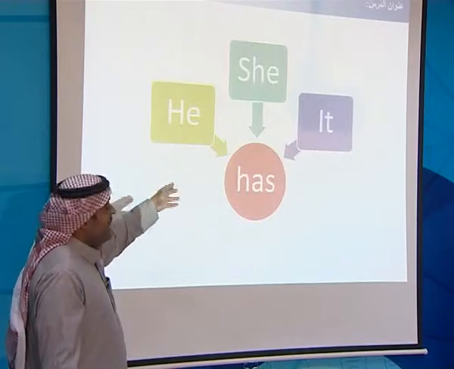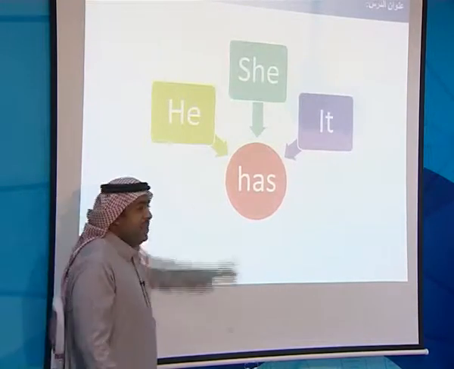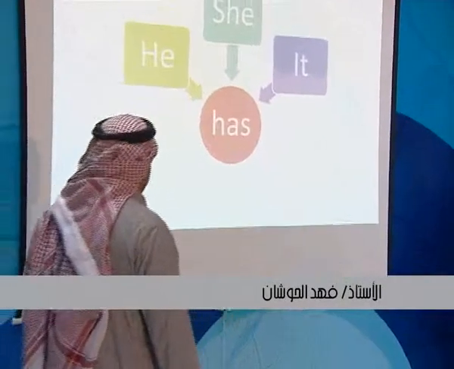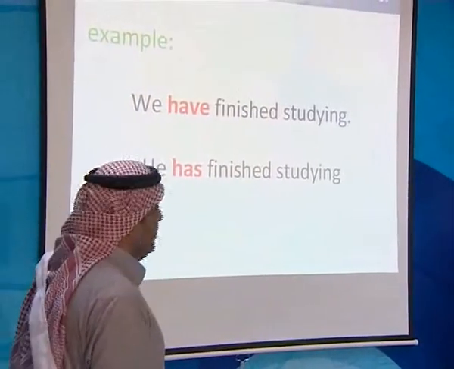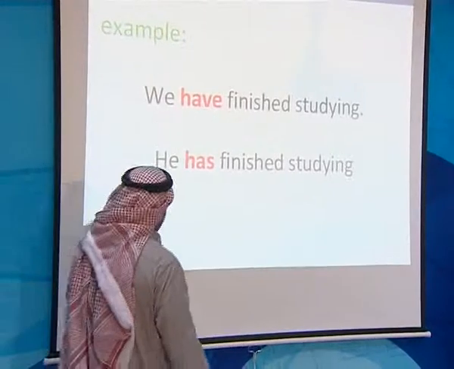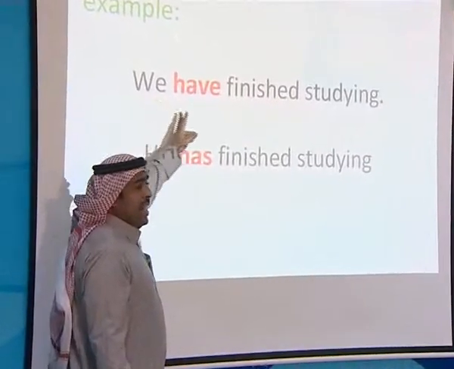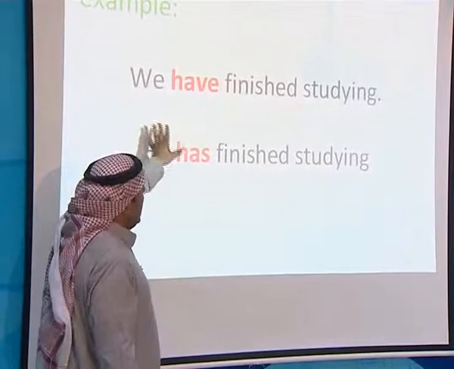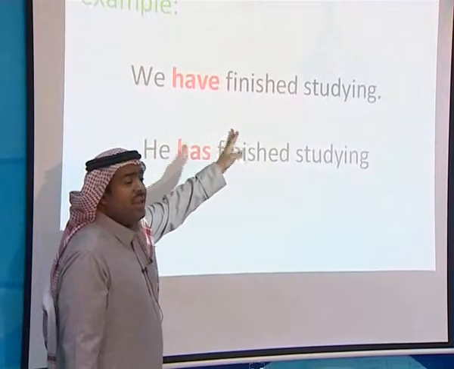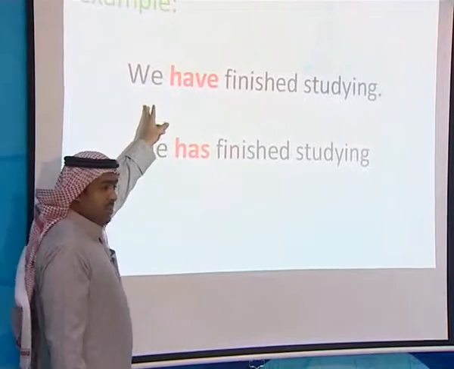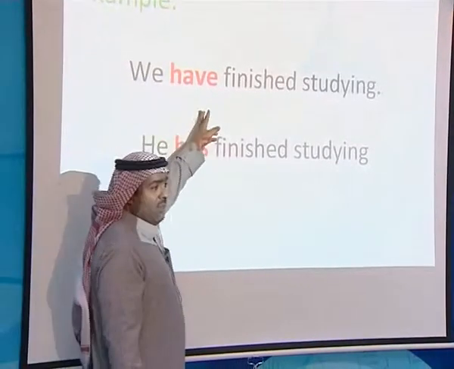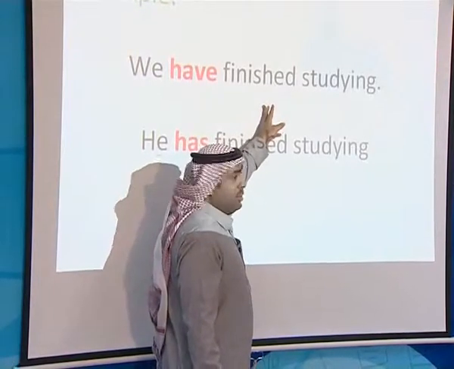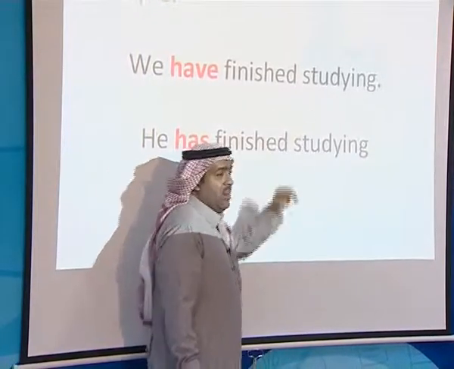If the subject is he, she, or it, we will take has. Is that correct? Yes. Okay. Example: we, has or have? Have. We have finished studying. Subject, have, past participle, verb 3. This is a structure, and this is a complement.